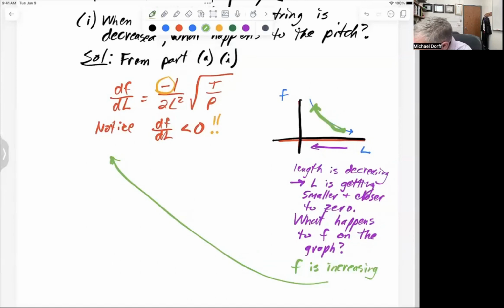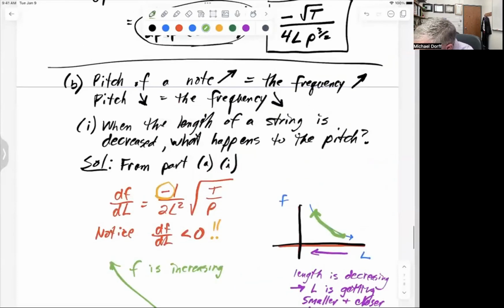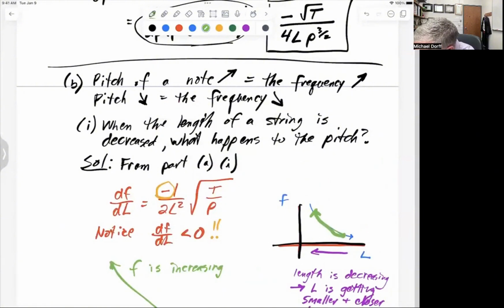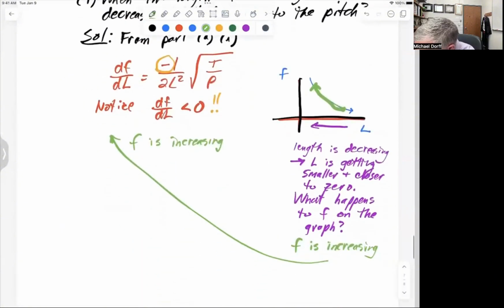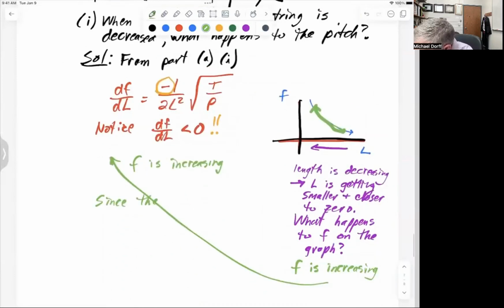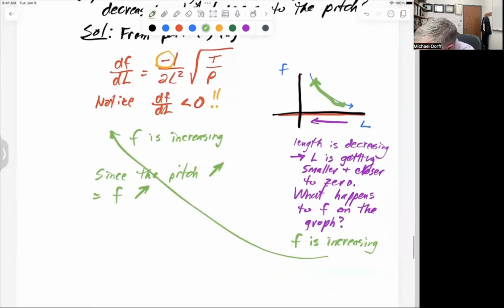So as the length is getting smaller, F is increasing, so the frequency is increasing. But what were we told at the beginning? We were told that the pitch increases as the frequency increases. Since the pitch increases as F increases, we have the pitch of the note is increasing.